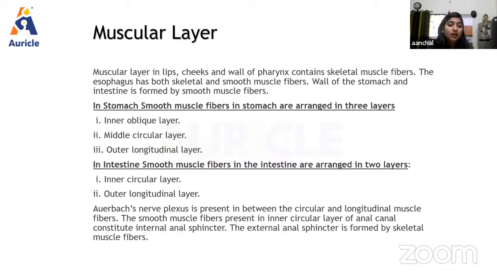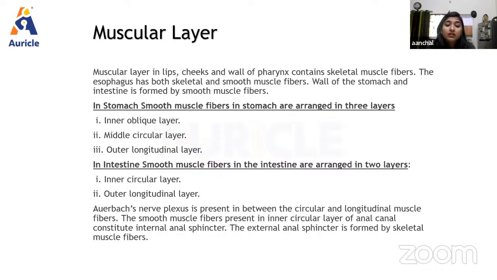So as we know, this GI tract has its own nervous system, and we're going to discuss it today. That nervous system is known as the enteric nervous system. Through this, the Meissner's and Auerbach's nerve plexus are controlled. The Auerbach's nerve plexus is present between the circular and longitudinal muscle fibers. So this plexus is basically present in this muscular layer.